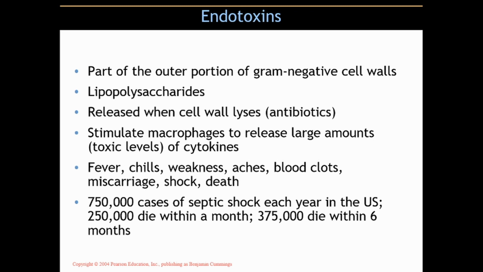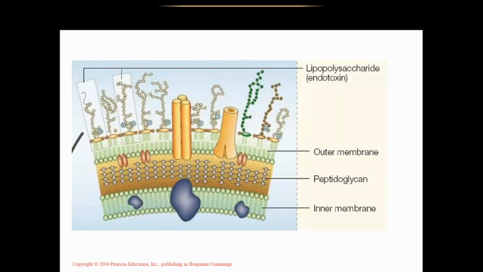In the United States, just specifically septic shock, there are 750,000 cases. Within a month, 250,000 die. And then a total of about 375,000 die within 6 months. So you can see the mortality of endotoxins and their effects; they're devastating. They are deadly compounds.